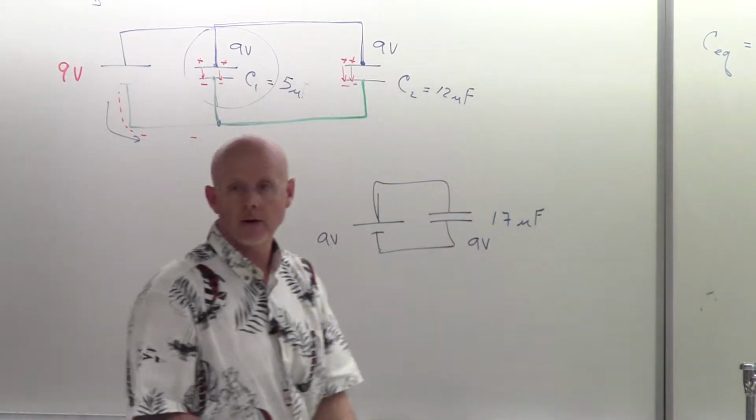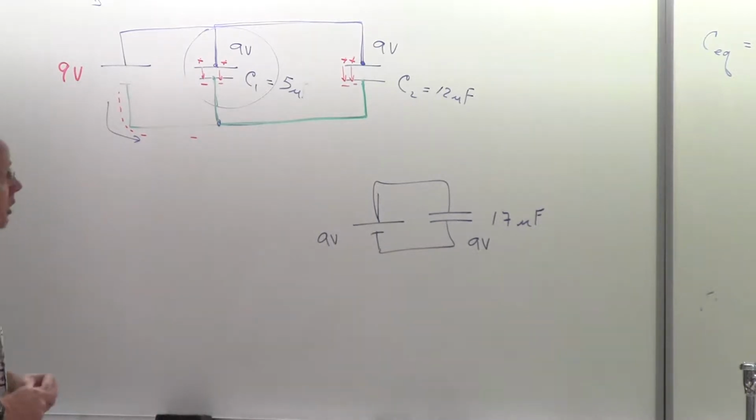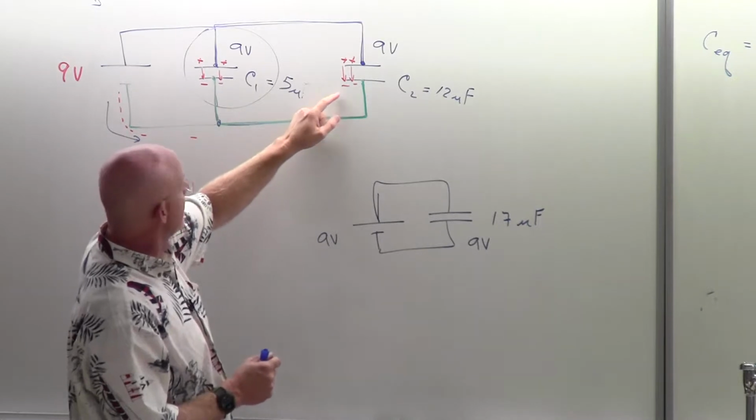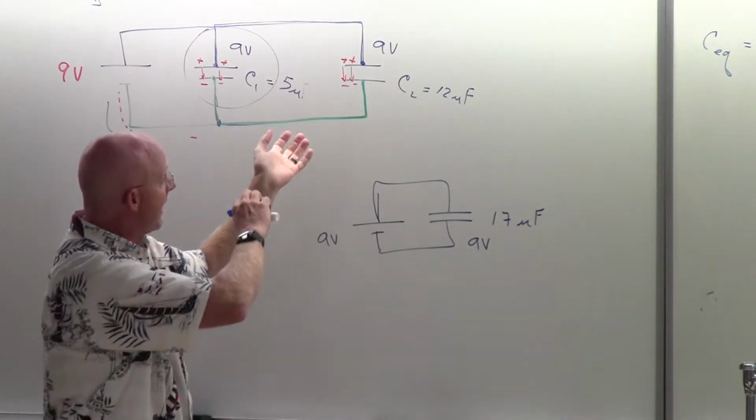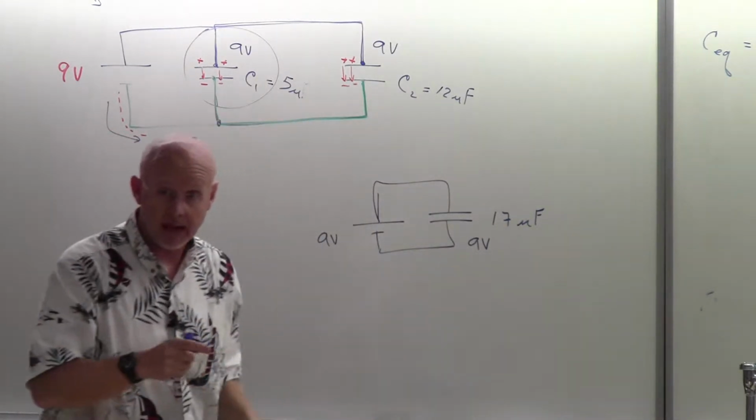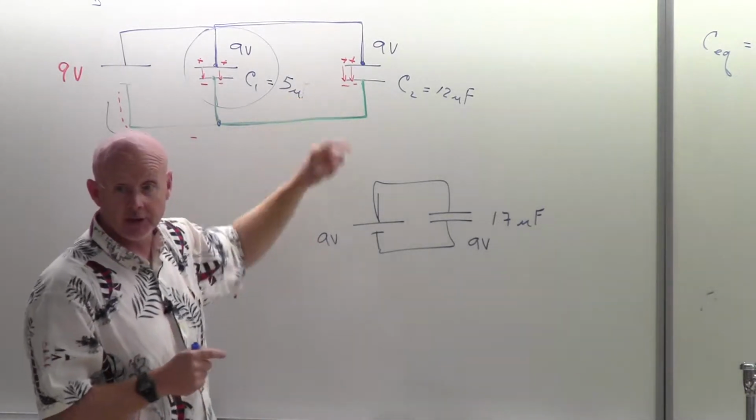Why did so much more go to 2? It's a larger capacitance. So remember that what is keeping the charge from, say, all of it going on one capacitor is the strength of this electric field.